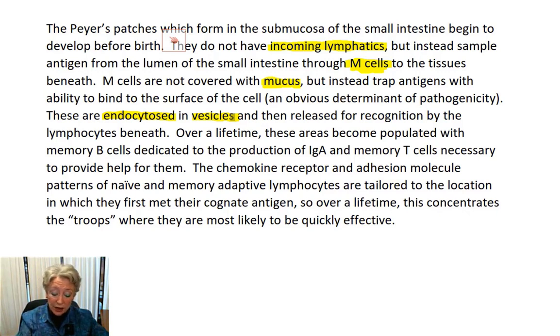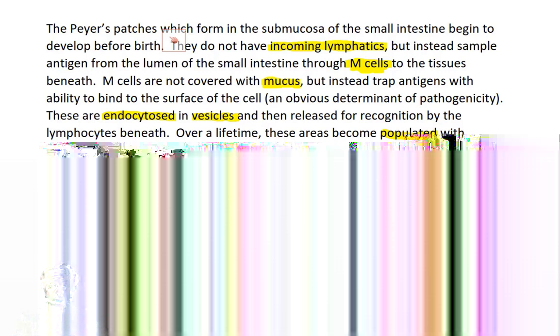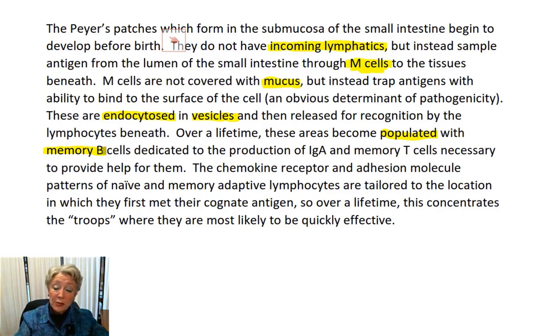Now, over a lifetime, what will happen in the Peyer's patches, and indeed in any of the mucosal associated lymphoid tissues, is that these areas will become populated with memory cells who have recognized their antigen in one of these locations and have now specialized their expression of chemokine receptors and adhesion molecules so that they constantly patrol only those areas that are similar to those in which they first experienced their cognate antigen.